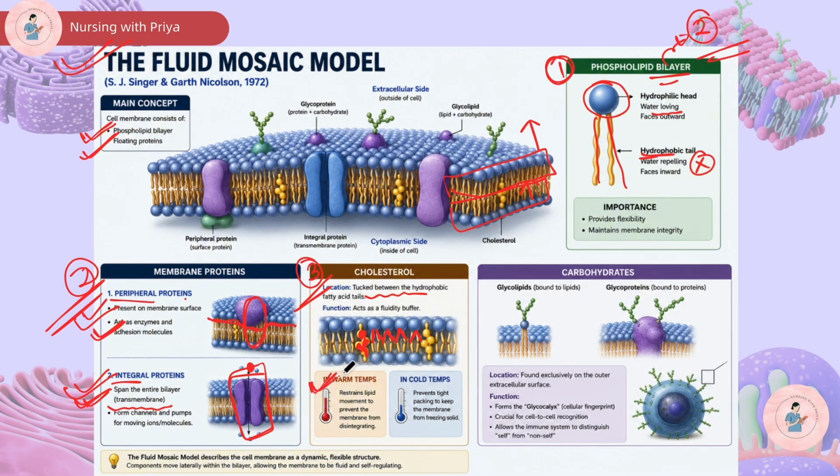That in warm temperatures they restrain the lipid movement to prevent the membrane from disintegrating. Fine. In cold temperatures they prevent the tight packing to keep the membrane from freezing solid. To prevent it from becoming solid, it prevents the tight packing in cold temperatures, whereas in warm temperatures it prevents the movement of lipids so that the cell does not degenerate.